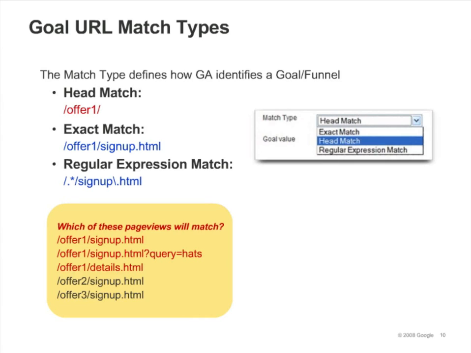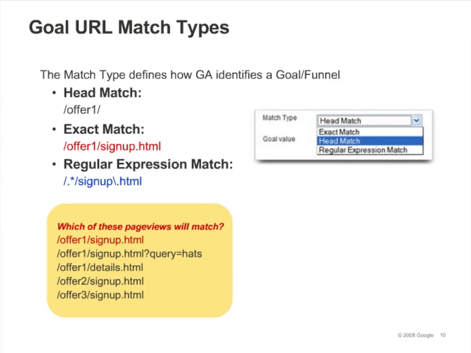Exact match means that the URL of the page visited must exactly match what you enter for the goal URL. In contrast to Head Match, which can be used to match every page in a subdirectory, Exact Match can only be used to match one single page. Also notice that exact match does not match the second page view.